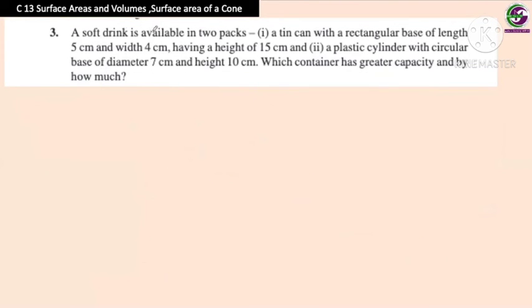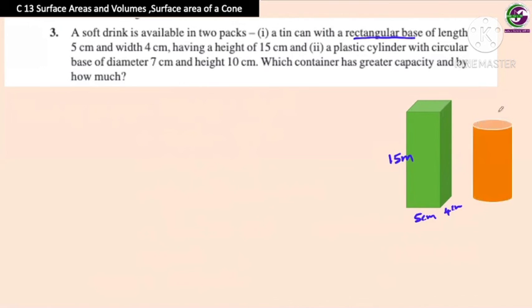A soft drink is available in 2 packs. A tin can with a rectangular base. A rectangular base means it is a cuboid of length 5, width 4 and height 15, that is 5 centimeter long and 4 centimeter wide. And a plastic cylinder with circular base diameter is 7. So radius is 7 by 2 centimeter. Now the question is, which container has greater capacity? Capacity means we have to find the volume.